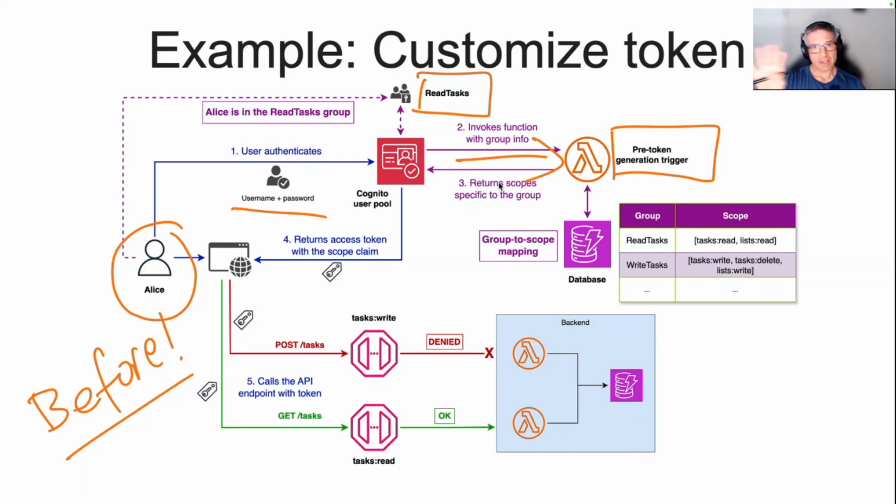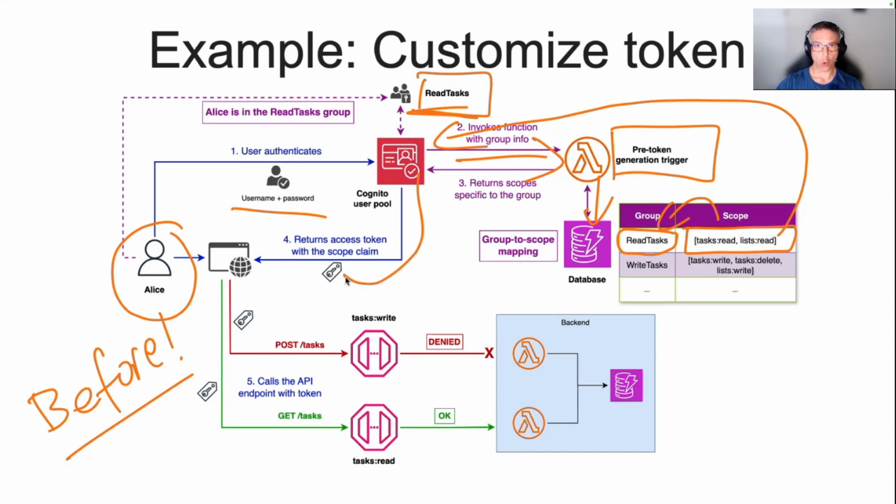Now that function, again, this is just an example. You can do whatever you want. This function connects to a database. In this case, it will extract the group information from the input, its read tasks, the group that Alice belongs to, and fetches the permissions, the scopes that belong to that group. The function will then return those scopes to Cognito, and Cognito then will put those scopes in the access token.